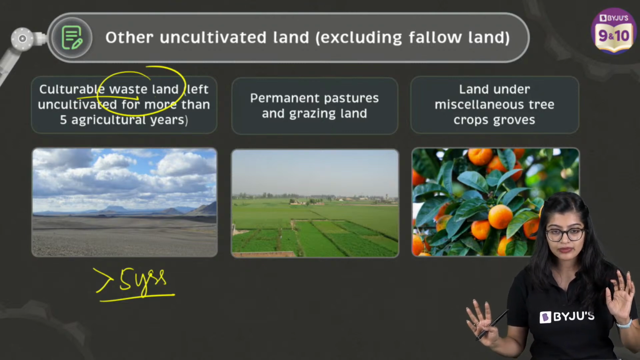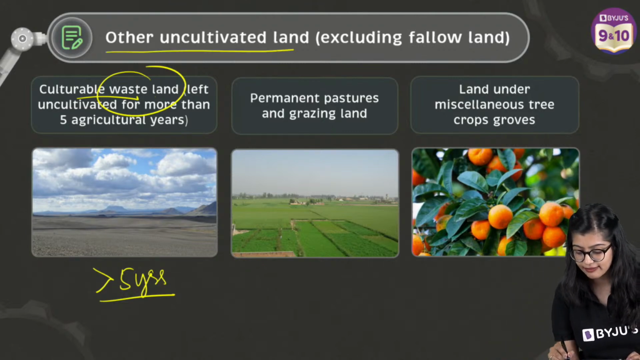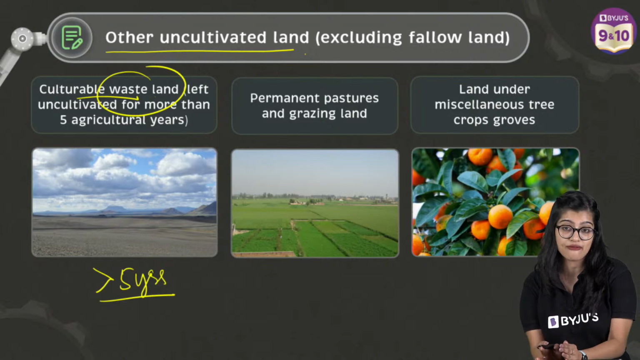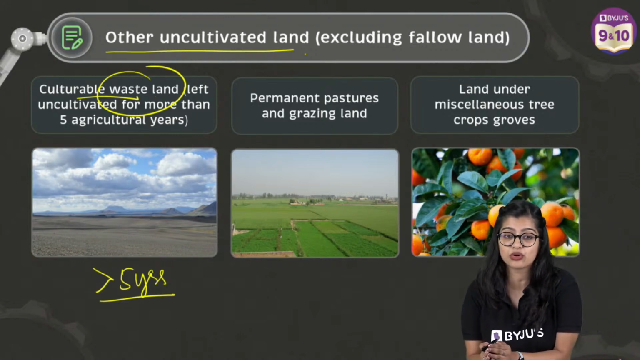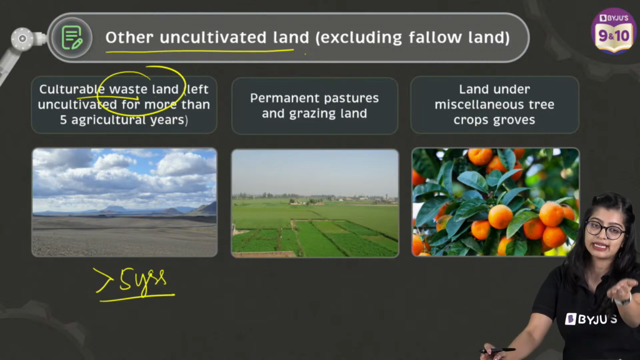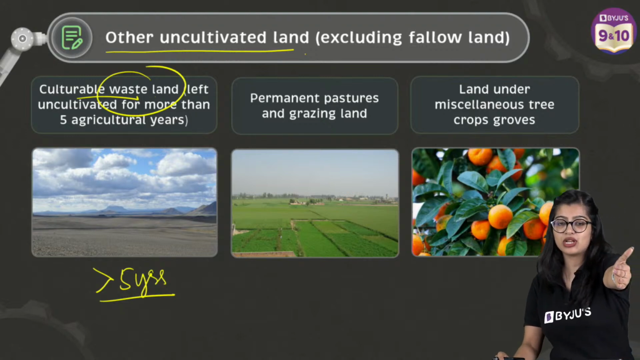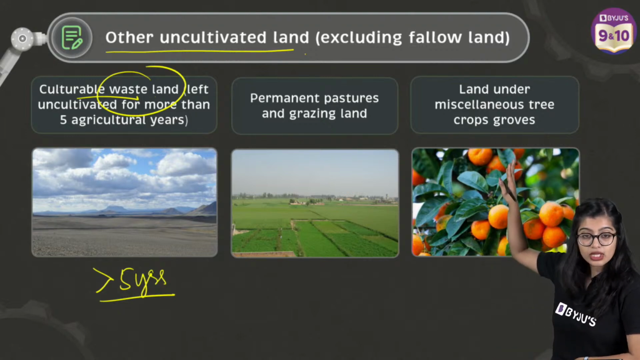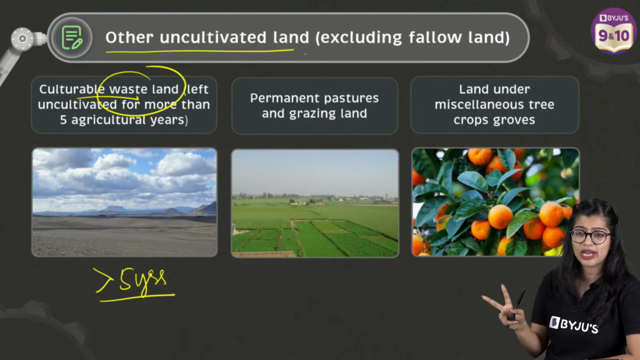Now are we clear with other uncultivated land, which is excluding your fallow land? Now this is moved into a new category, right? Wasting the resource. Exactly. Thank you, Manjula. Love you too. Yes? So now, of course, you then have two more categories.